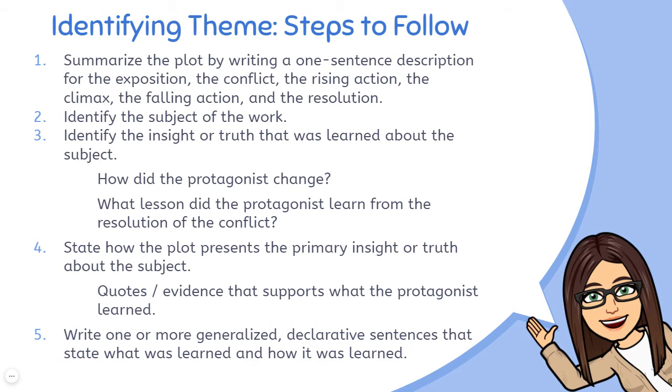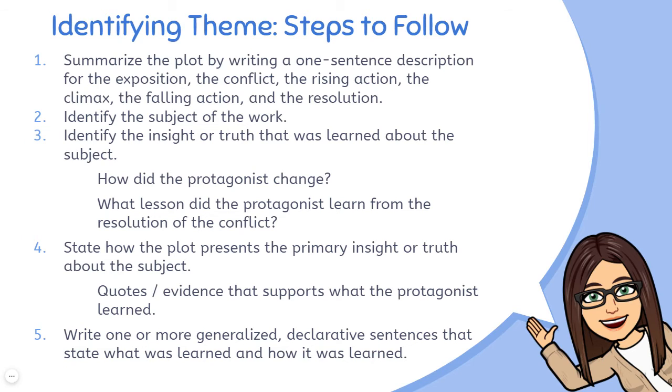Once you've summarized the plot, I want you to identify a subject of the work, or you could think of this as a topic. What are some of the topics or subjects that this piece of literature deals with? Once you've identified that, you identify that insight or truth that was learned about that subject or topic. And you do that in step 3 by thinking about how the protagonist changed and thinking about the lesson the protagonist learned, particularly looking at the resolution for the conflict and what the protagonist learned from that.